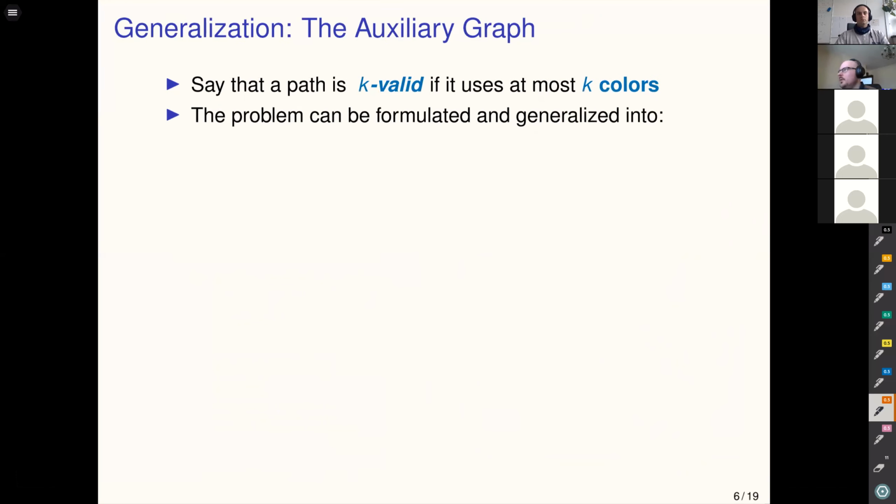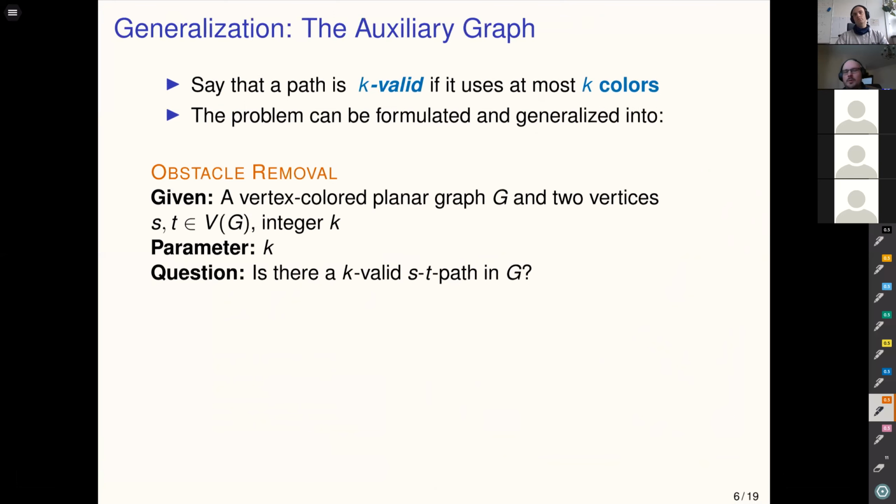And the problem can be generalized into a problem on a vertex-colored planar graph. Here vertex-colored means that every vertex can have a set of colors instead of just one color. And we have two vertices S and T. And the question is whether there is a k-valid S-T path in G.